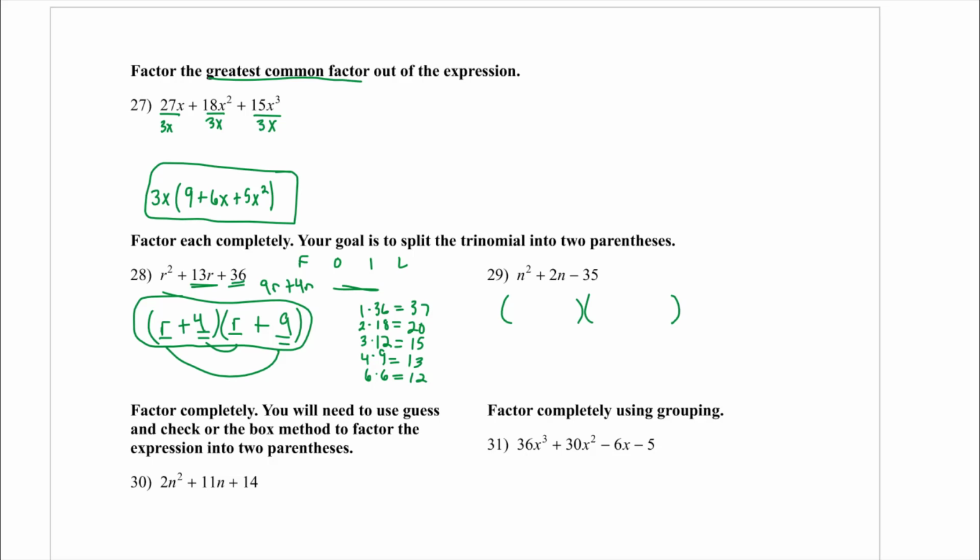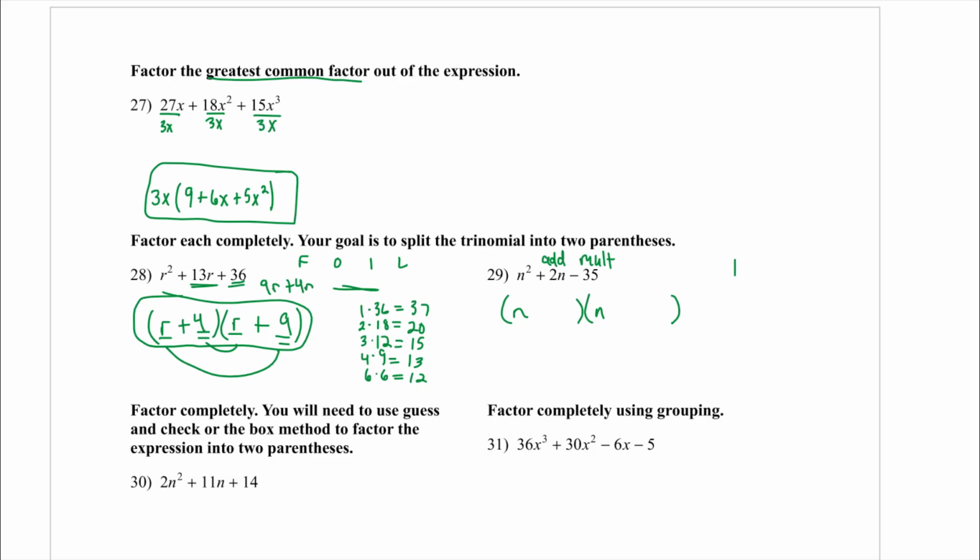So this really comes down to remembering that it's thinking of two numbers that multiply to get the last number, and then picking the pair that also adds to get the middle number. So we'd put n and n.